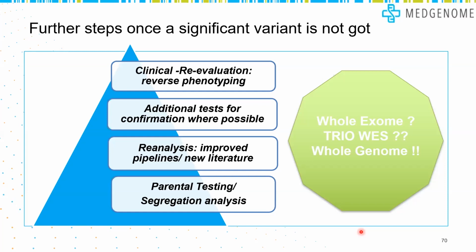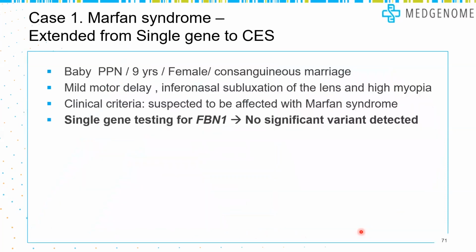As I said, whole exome has a better pickup rate. And lastly, the last thing we can rely on is whole genome. So I would like to discuss 7 or 8 cases, a few of them very fast, 1 or 2 in detail, just to give you the emphasis on how a non-report or a variant of uncertain significance can be changed to a significant report.